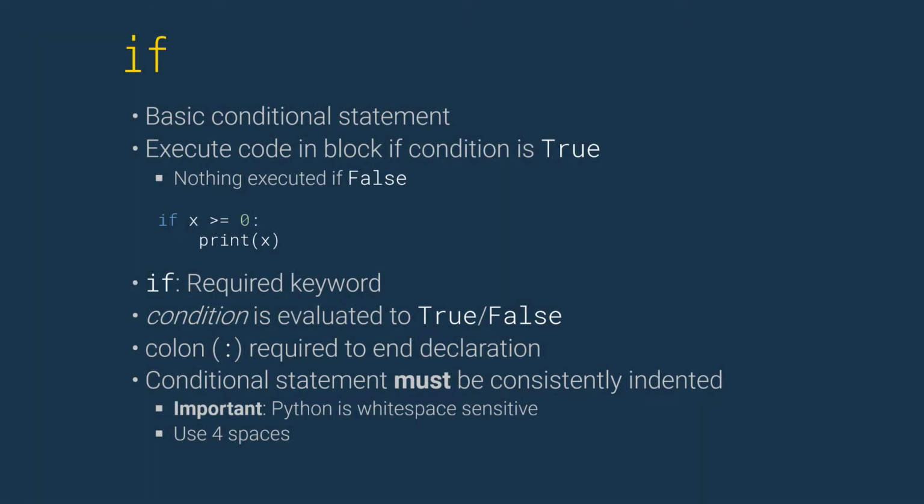If is the basic conditional statement. An if block begins with the keyword if, followed by a logical condition that should evaluate to either true or false, and then a colon. All code that is executed when the logical condition is true is indented relative to the if statement. The best practice is to use 4 spaces.